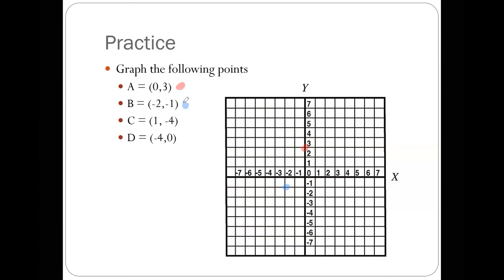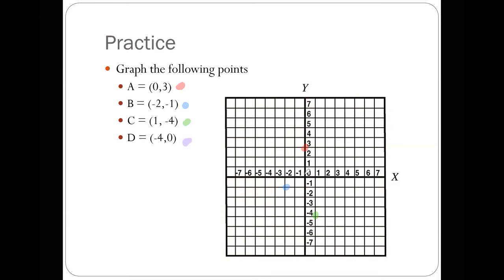For C, let's do green. So the 1 is positive. That means from the middle, I'm going to go to a positive 1, but the 4 is negative, so I'm going to go down 4. So 1, -4. And lastly, let's do D in purple.